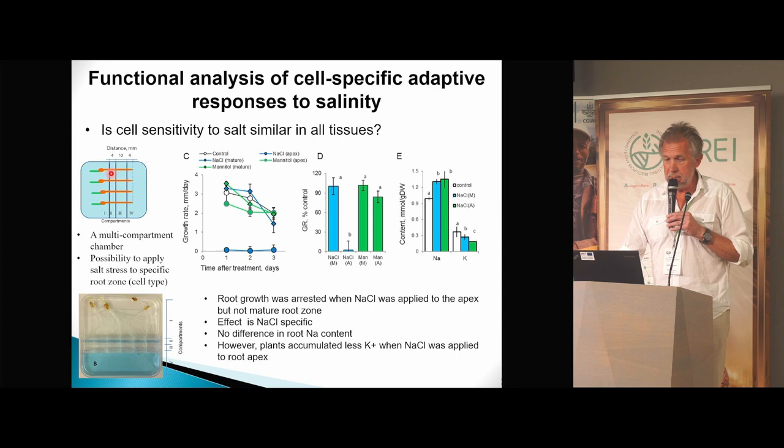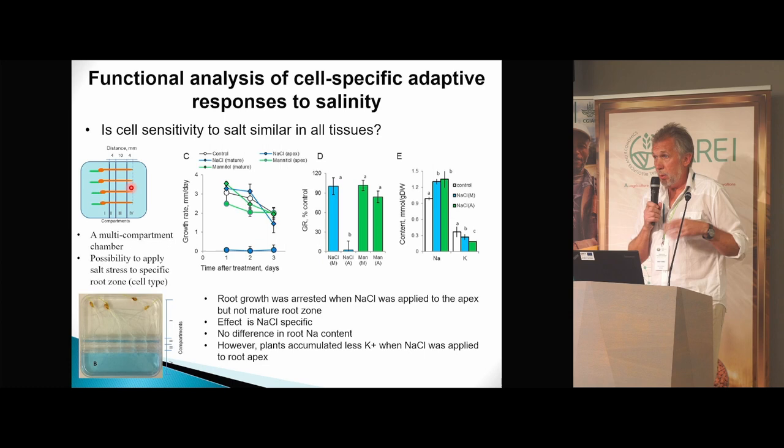So in this compartment, which is the mature zone, this just 5 millimeter long root segment, you can put salt here and have controls elsewhere, or you can put salt to the tip, the same 5 millimeters from the apex, and see how plants are responding. When we did these growth assays, the results are shown here, and we also used mannitol as an isotonic control.